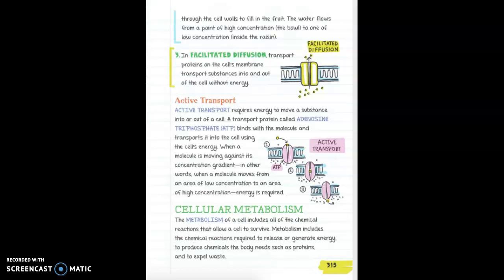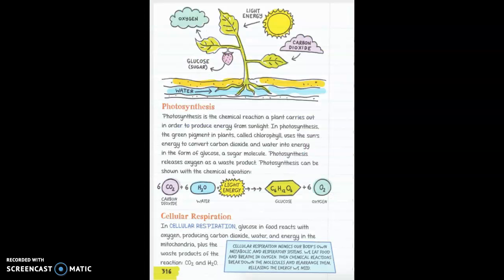Then cellular metabolism. Cellular metabolism of a cell includes all of the chemical reactions that allow a cell to survive. Metabolism includes the chemical reactions required to release and generate energy, to produce chemicals the body needs, such as proteins, and to expel waste. Photosynthesis.